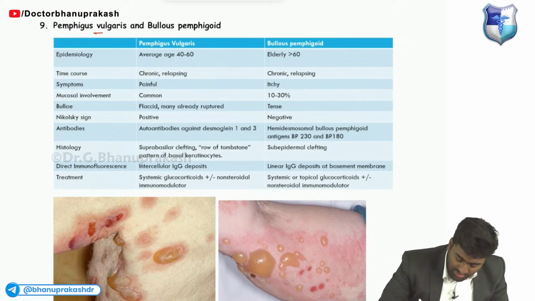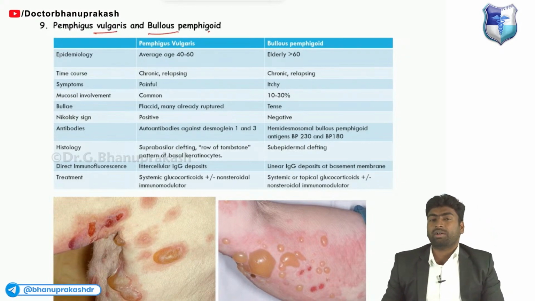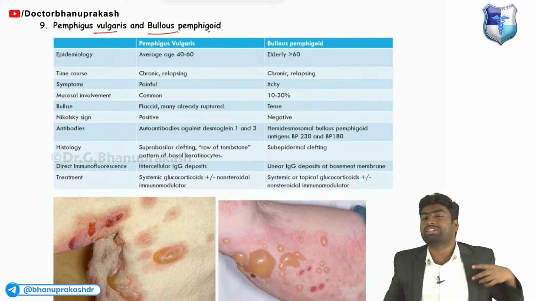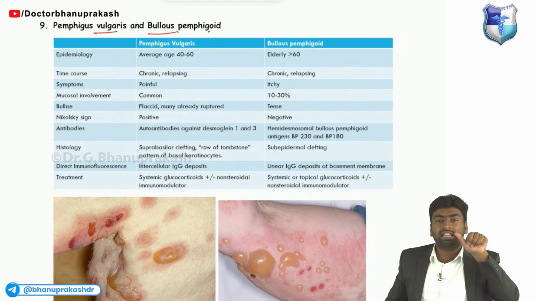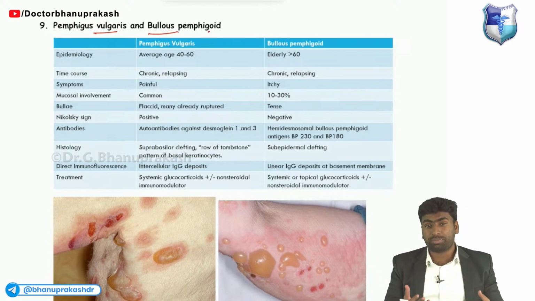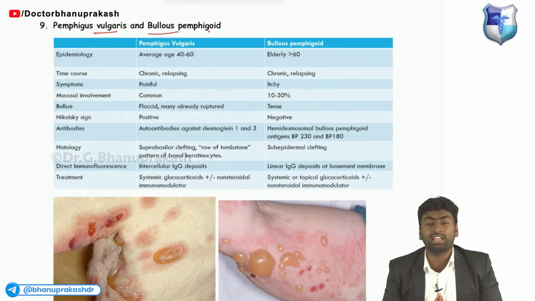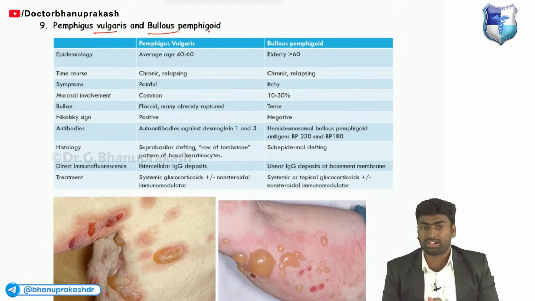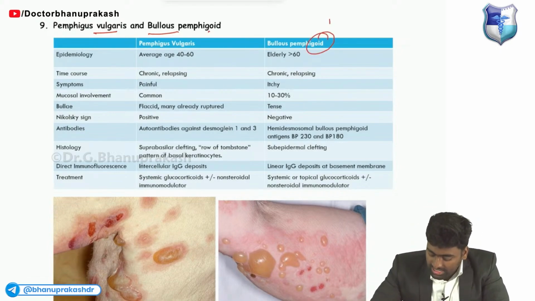This is Pemphigus vulgaris and Bullous pemphigoid. If you see elderly patients, the lesions will always be tense. So if there is a lesion occurring in an old age patient that causes tense bullae, it is Bullous pemphigoid.